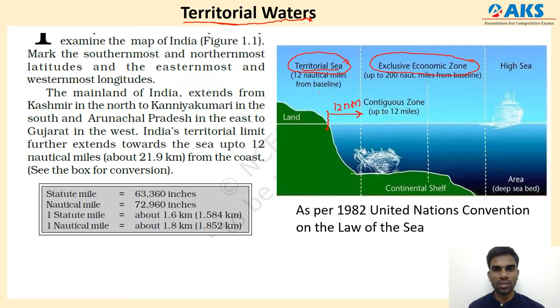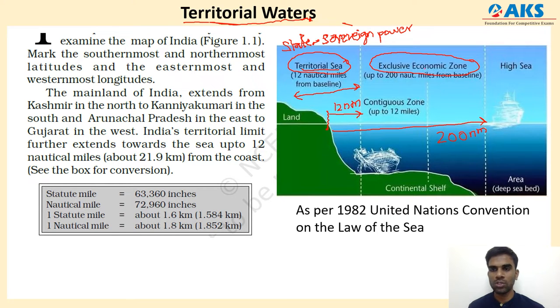But what is this territorial sea? Territorial sea is the area where the state has sovereign power. That is, the state has jurisdiction over this area, the territorial sea. Exclusive economic zone is the zone which extends from the baseline up to 200 nautical miles.